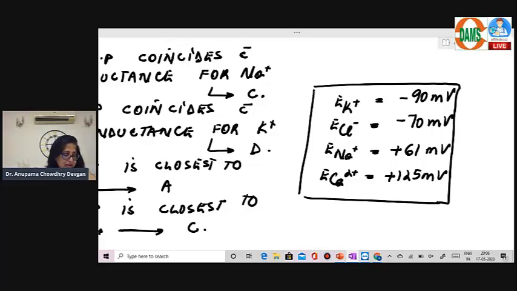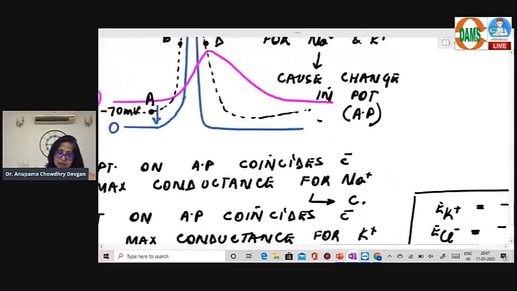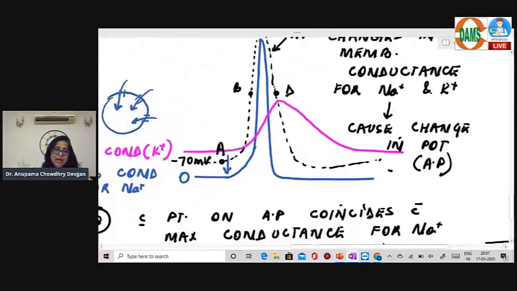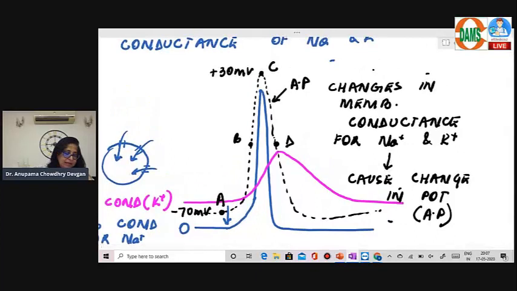Indu Darsani, have I given E? I've not given E now. Okay. So now, please try and understand. Point C is coinciding with the maximum conductance for sodium. Point D is coinciding with the maximum conductance for potassium. Now, if I had given you a point E over here, in the hyperpolarization phase, then the point which will be closest to the equilibrium potential of potassium will now become E, like somebody had asked me. Okay?